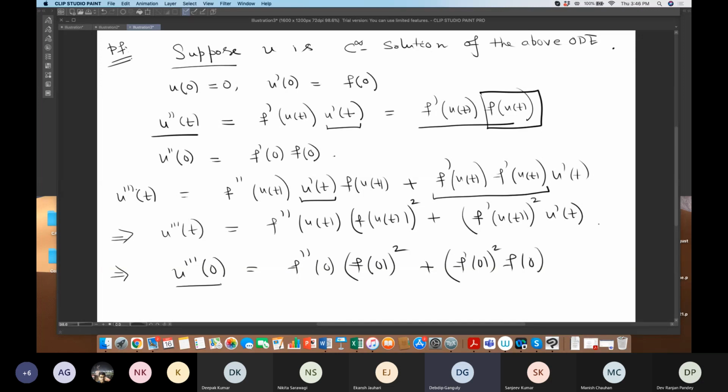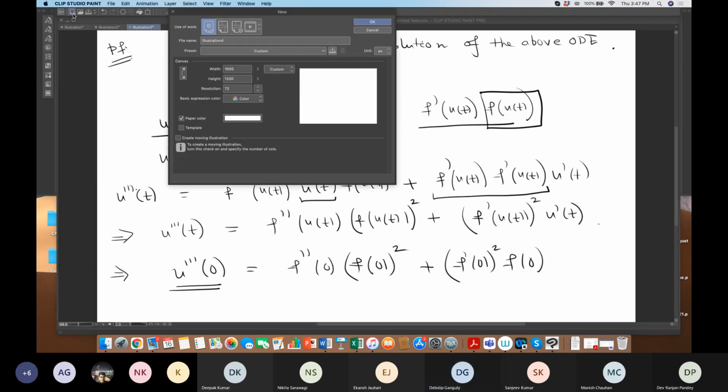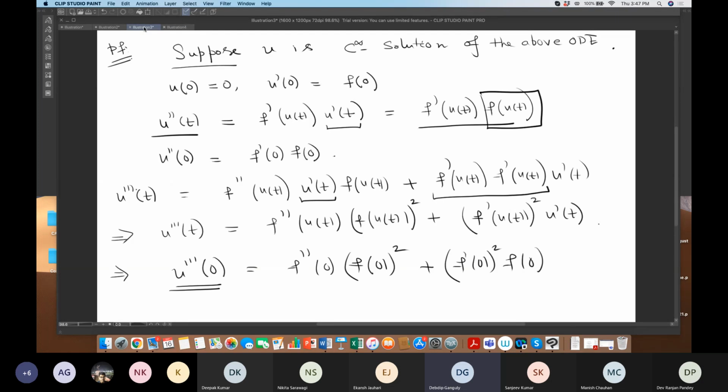We want to see how the solutions behave, because you remember we have to make some series expansion around the point 0. So we were checking how u prime at 0, u double prime at 0, u triple prime at 0, up to u n prime at 0 will behave. So in general, I can say, looking at the triple derivative, f double prime 0 f(0) whole square plus... these are a polynomial in f(0), f prime 0 and f double prime 0. So u triple prime at 0 is a polynomial in f(0), f prime 0 and f double prime 0. Agreed or not?